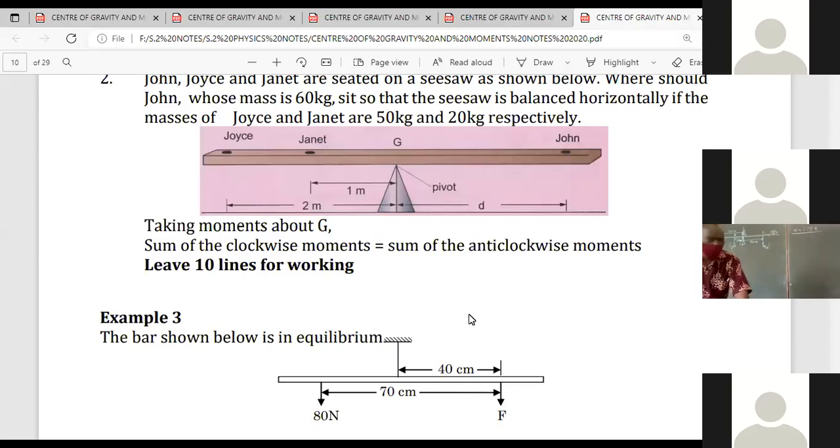Okay, someone go through question 2. Read for us. John, Joyce, and Janet are seated on a seesaw as shown below. Where should John, whose mass is 60 kilograms, sit so that the seesaw is balanced horizontally if the masses of Joyce and Janet are 50 kilograms and 20 kilograms respectively?